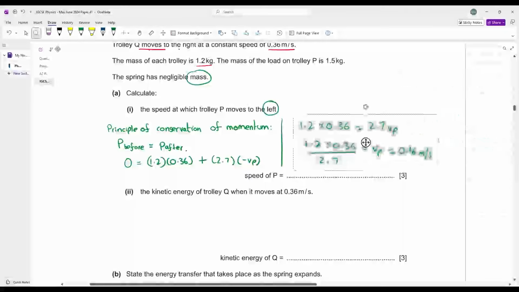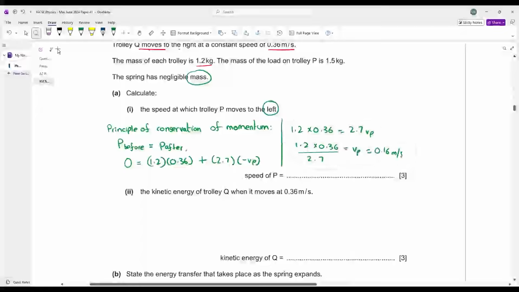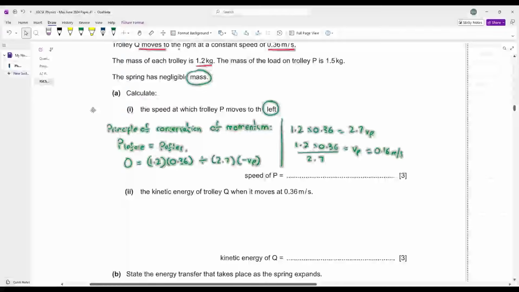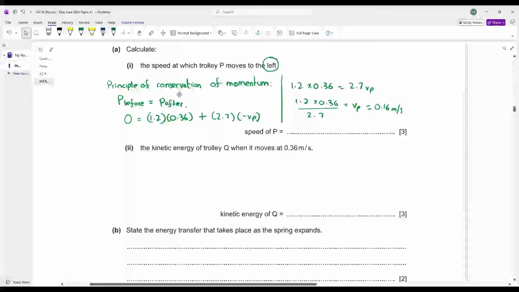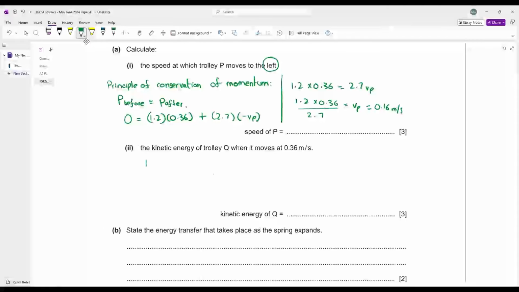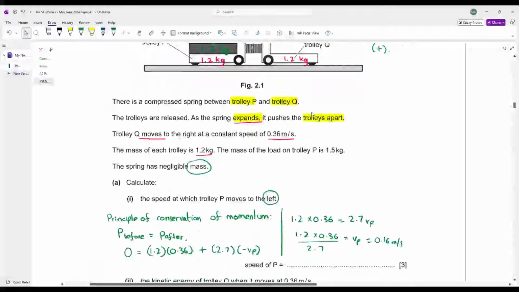Let's assume that we are in an examination. You have to calculate the kinetic energy of the trolley when it moves at 0.36 meters per second. बेटा, kinetic energy of trolley Q निकालनी किस तरह निकालोगे? Kinetic energy of trolley Q is equal to 1/2 mv square. 1/2 into what is the mass of trolley Q? Trolley Q का mass क्या है? 1.2. Okay.